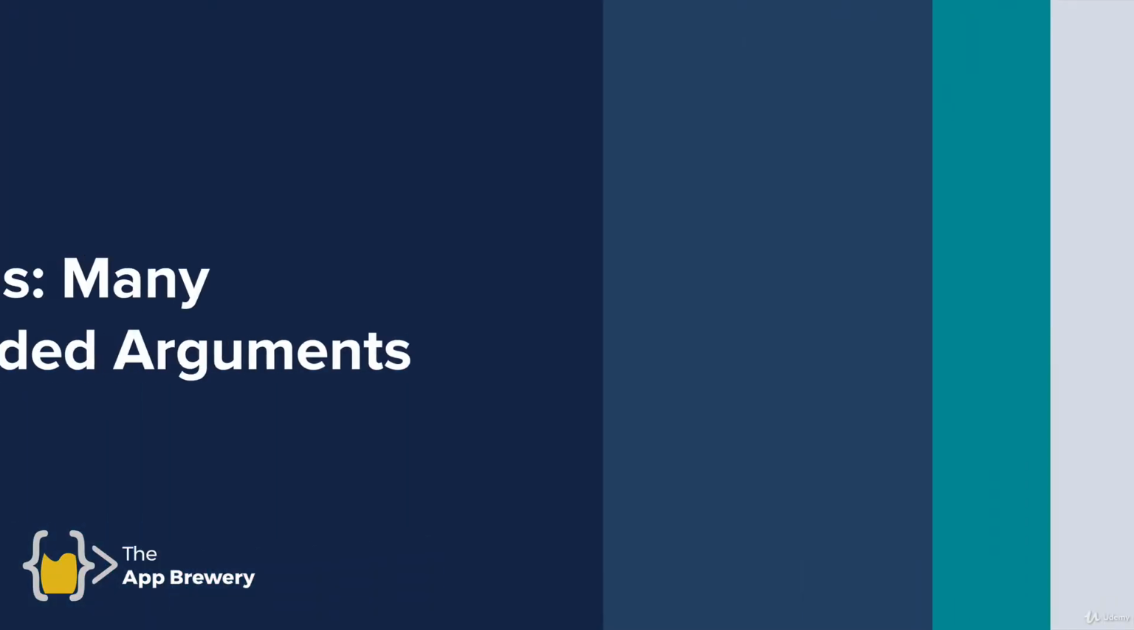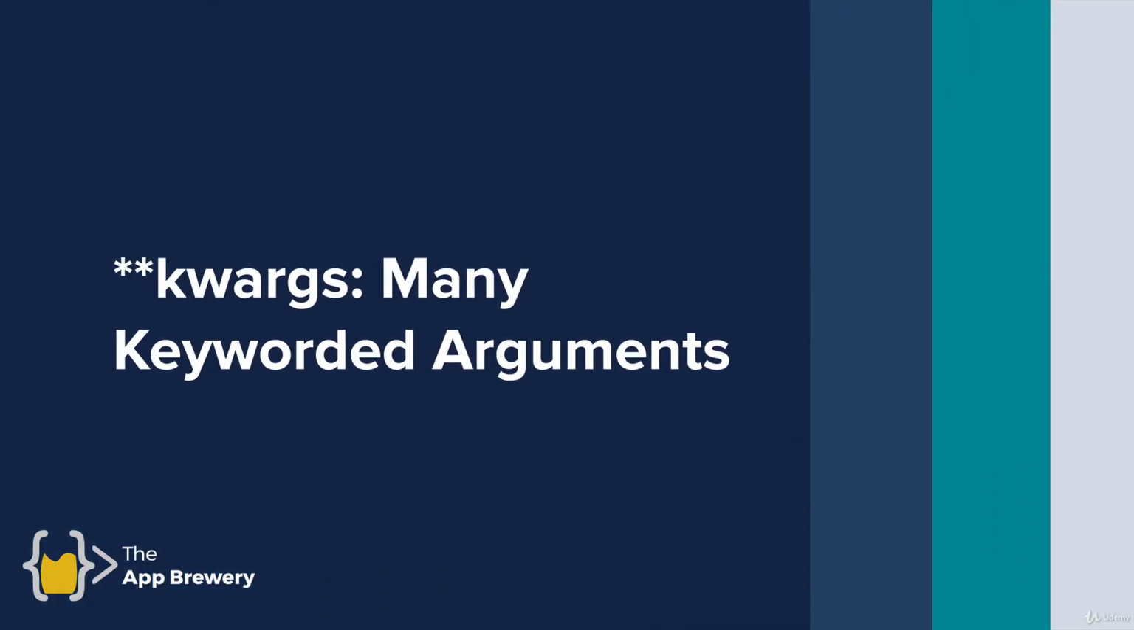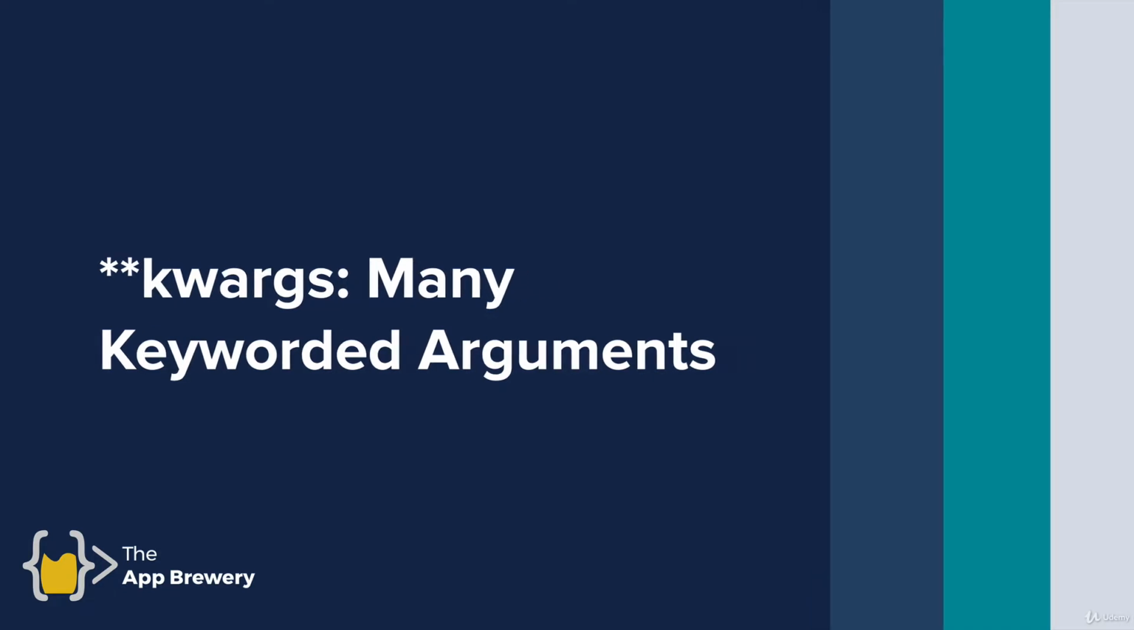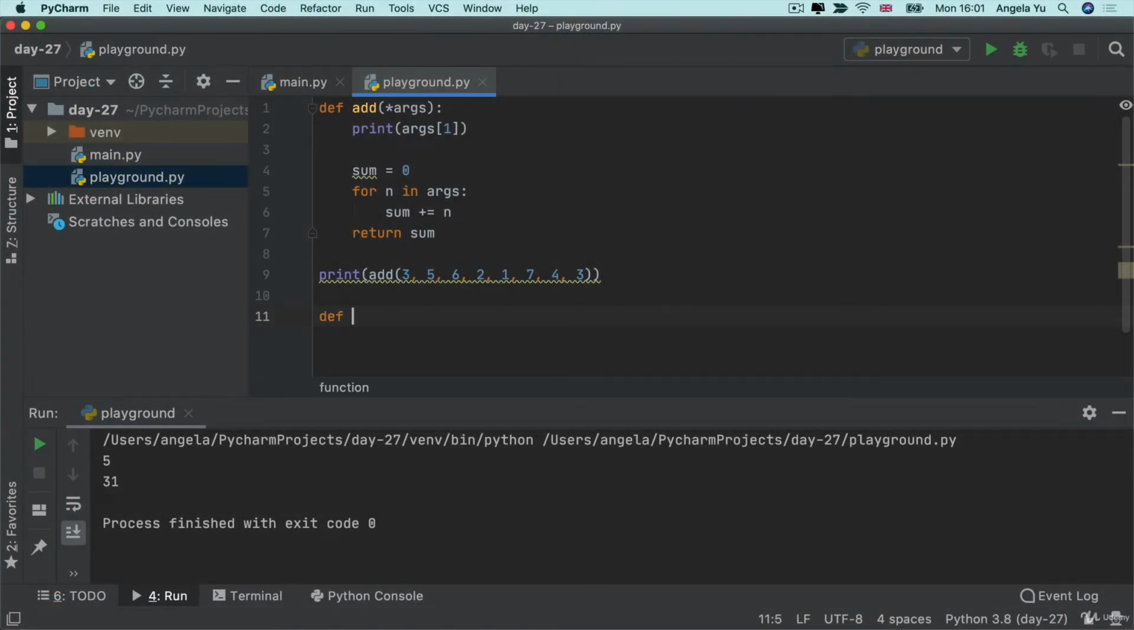In the last lesson, we saw how the asterisk operator could be used to provide any number of positional arguments to a function because it collected them into a tuple. In this lesson, we'll take a look at the double asterisk operator, and this is going to allow us to work with an arbitrary number of keyword arguments. Let's see this in action.